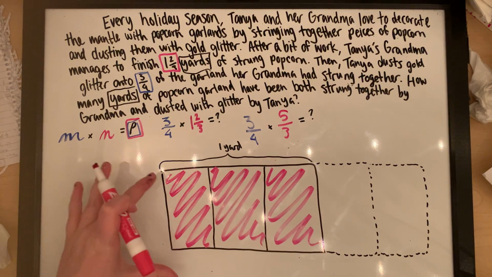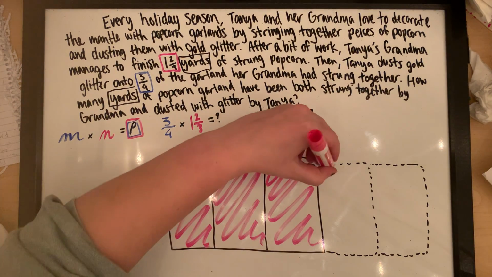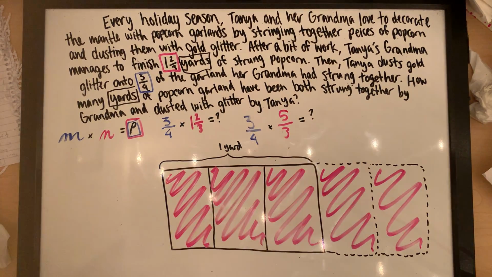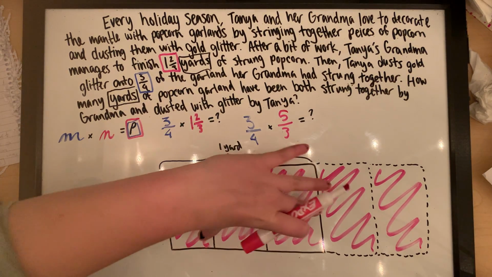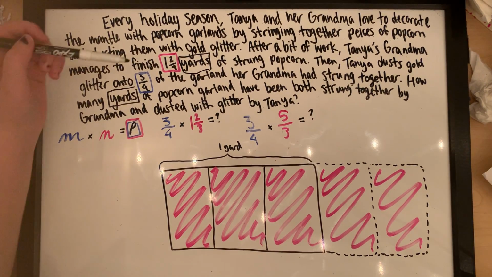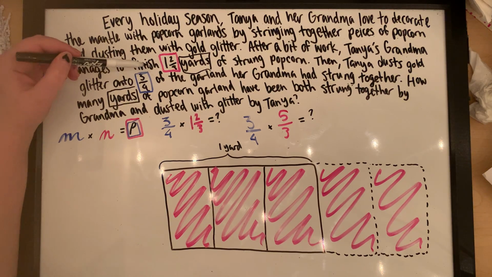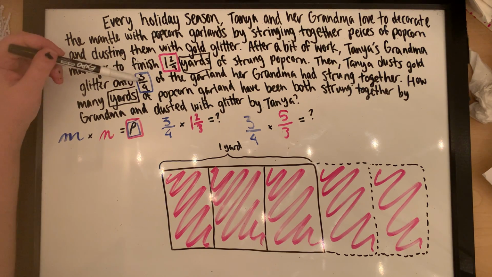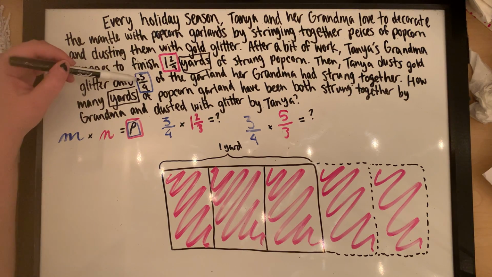So this represents 1 yard of garland that Grandma has strung, and this represents 2/3 of Grandma's garland being strung. So 1 yard and 2/3 of a yard Grandma has strung. Now, of the garland that Grandma has strung, 3/4 of the garland has been dusted with gold glitter by Tanya.